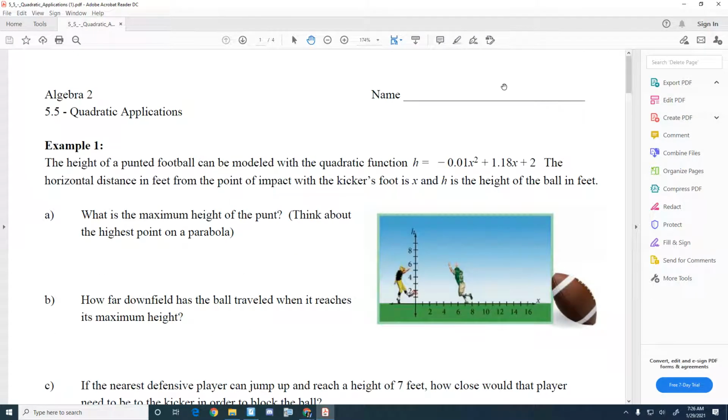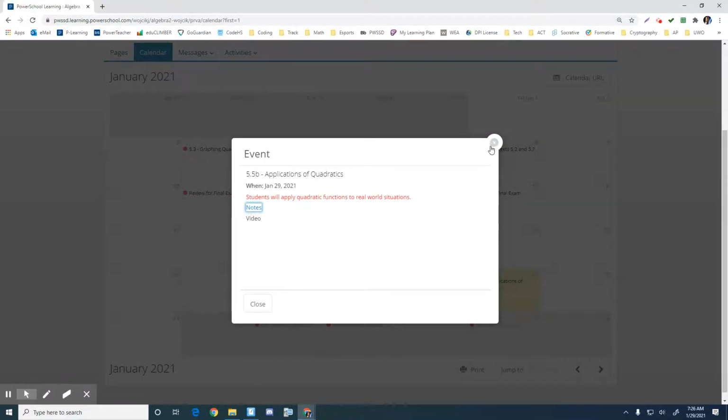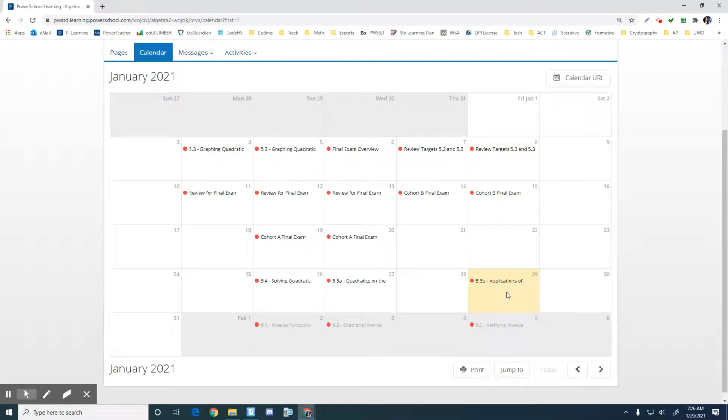So it's not really anything new. We're just going to take a look at what are some actual uses of parabolas. Like, why would it be important to know what the vertex is or things like that? And so that's going to be our goal for today.